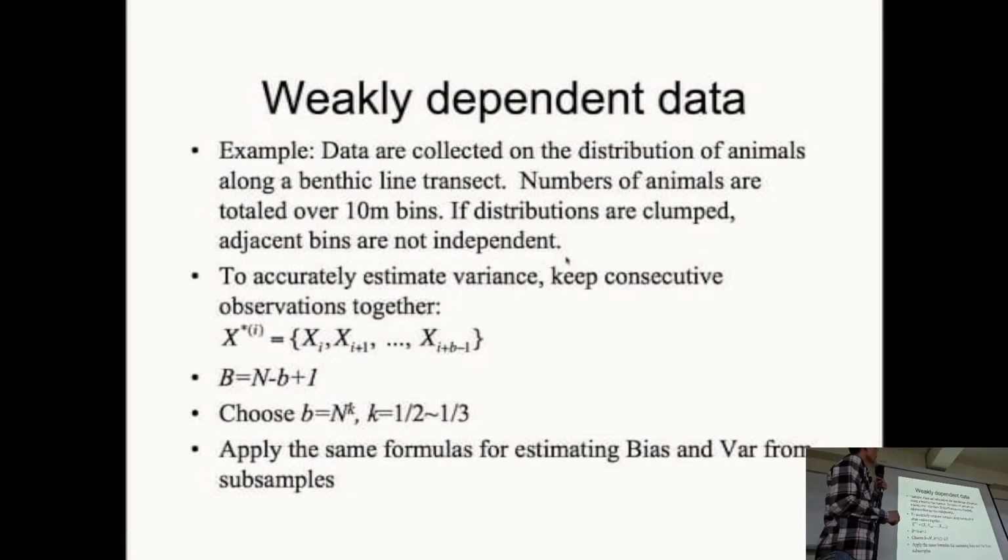For example, your data are collected on the distribution of animals along transects. Then the data is not independent because it's along the transect. The data are very close to this site. I collect data here, collect data here. The neighborhoods are very close. So it's not independent. Okay, so we cannot do the very simple-minded bootstrap, right? Because this is very similar to this one, so they cannot be chosen randomly. You need to consider some kind of correlation among the sites.